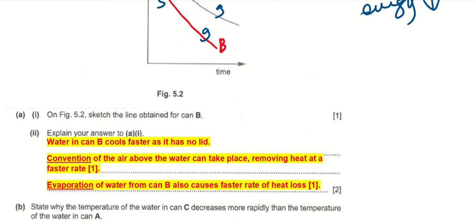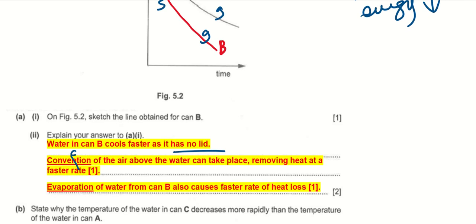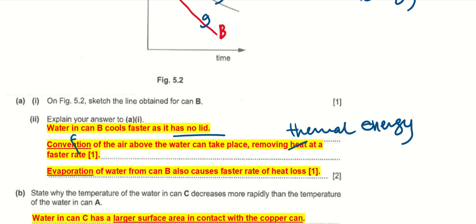Water in can B cools faster as it has no lid. Convection, so this is convection, not convention. Convection of the air above the water can take place, removing thermal energy. Don't use heat. Thermal energy. Okay, try not to use heat. Heat as an action, as a verb is okay, but heat as a noun is not okay. Use thermal energy at a faster rate. There is also evaporation of water, just like what I talked about. So every time you see a lid in a thermal energy question, you must know this too. Okay, so evaporation of water from can B also causes a faster rate of heat loss.